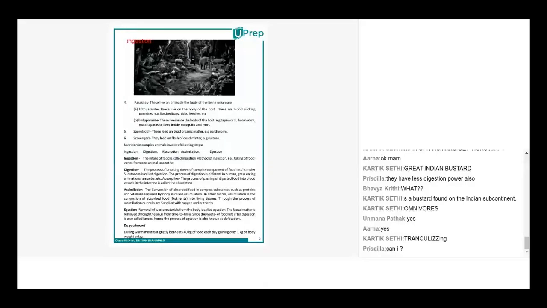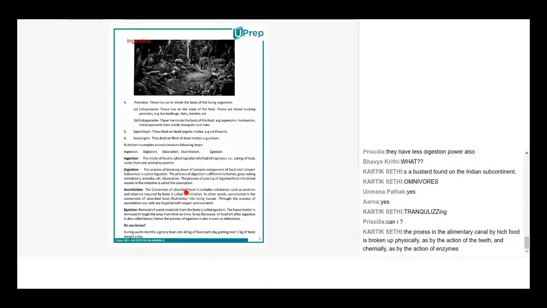Digestion is the breakdown of food inside our body. Not only inside our body, it is basically in the digestive tract. Correct. So it's a food molecule. It is basically the breakdown of complex food into simpler food. That is digestion. The process of breaking down complex components of food into simpler substances is called digestion.